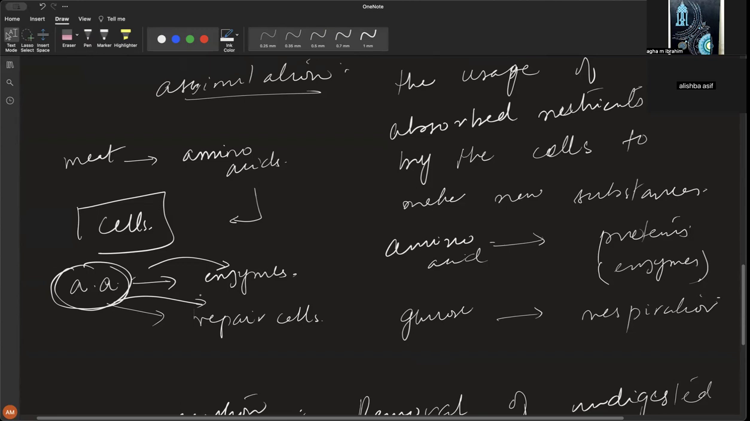Another example can be glucose. Carbohydrates are taken up by us. They are converted into glucose. Then it goes into the bloodstream. Absorption takes place. From there, the cells take up this glucose. The assimilation starts from there. When the cells take up that glucose molecule, they are going to use it to produce energy, for respiration. This is assimilation.